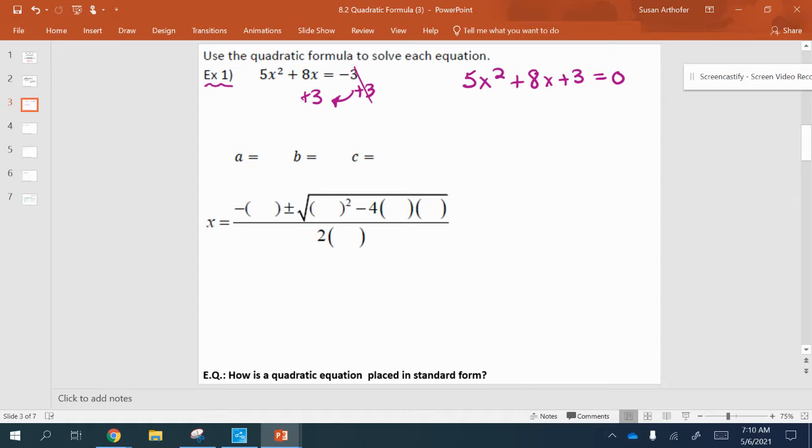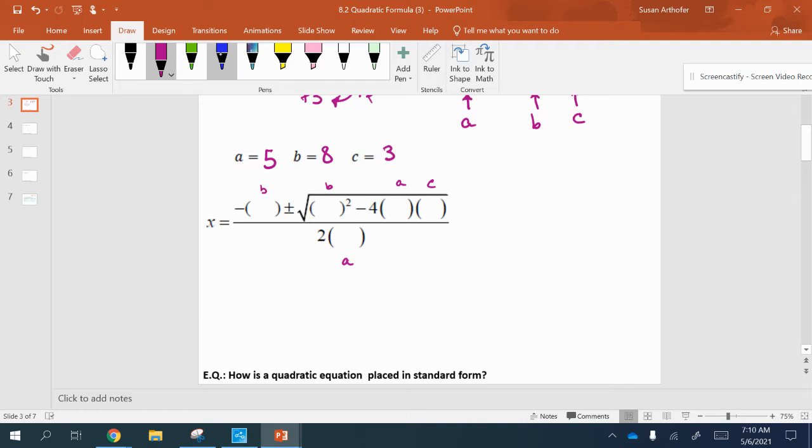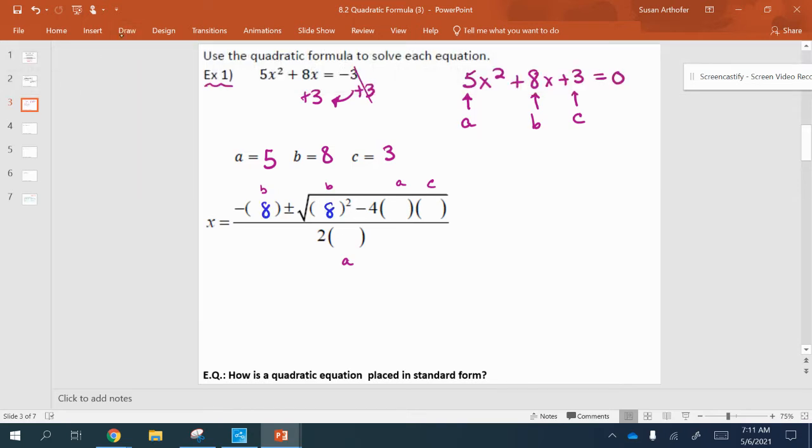Then we're going to identify A. A is always in front of the x squared, so that's a 5. The B is always in front of the x, so that's 8. And the C does not have the x variable next to it. And then we can just go ahead and fill in our formula. So remember, this was B, B, A, C, A. So the numbers that are going to go in there are 8, 8, 5, 3, 5.